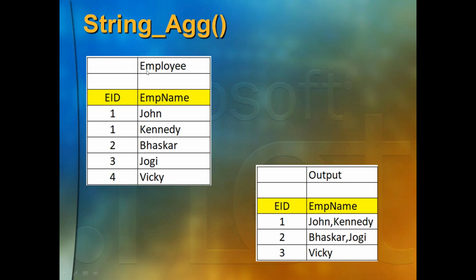There is a table called employee table. So employee doesn't have a primary key. I have duplicate data here, right? Employee doesn't have a primary key, so there is no duplicate data. So what has happened here?